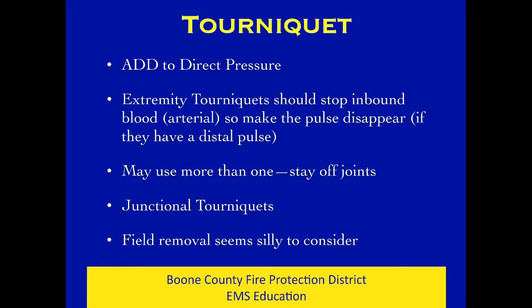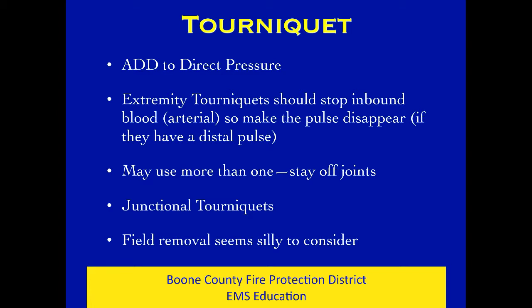We want that extremity tourniquet to stop the inbound blood flow. We don't want arterial blood flow coming in, so make that pulse go away. You don't crank the tourniquet down until the bleeding stops. You crank it down until the pulse stops. You may have to use more than one tourniquet. Nobody said you could only use one.